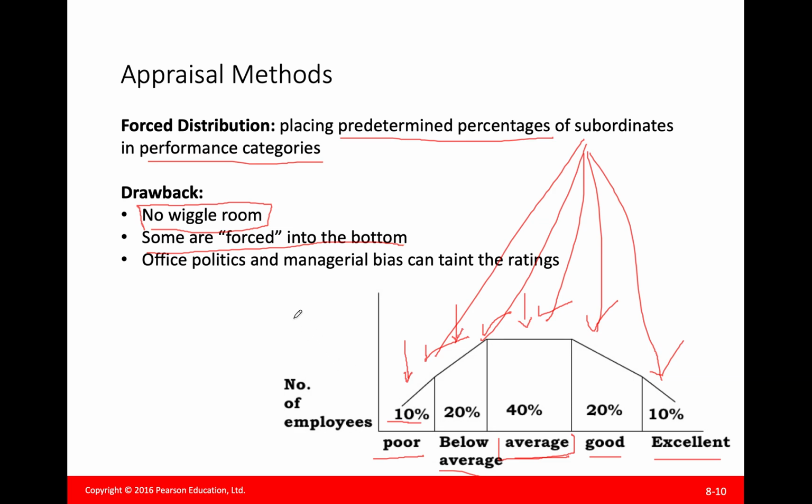And office politics and managerial bias can taint the rating. This means mấy cái việc lộn xộn trong văn phòng hoặc là những cái thiên vị của người quản lý có thể làm sai lệch cái kết quả rating của phương pháp này đi.